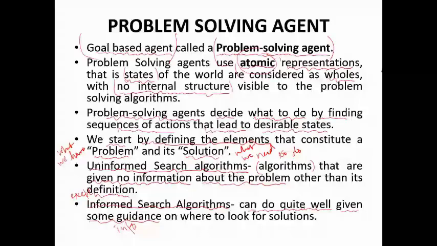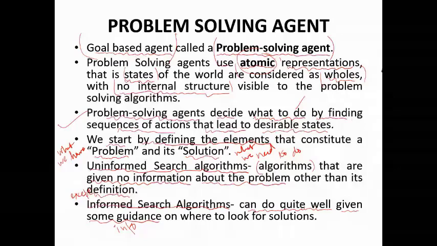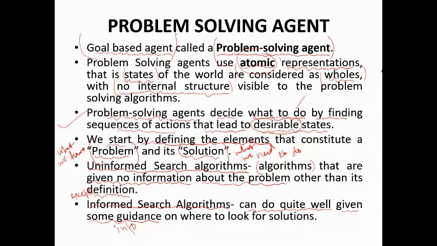Let's move on. The second point about problem solving agents is about the decision. These agents decide what to do by finding a series of actions that constitute problems and solutions. First we need to define the problem. The main thing is what we have and what we need to solve, and then we consider what we need to do and how we need to solve it. So we will see the formulation of the problem and the formulation related to the solutions.